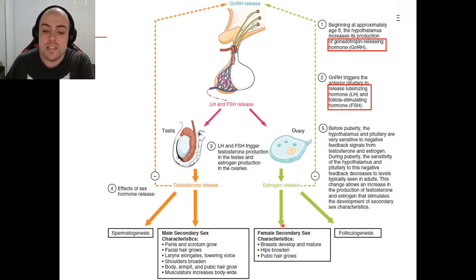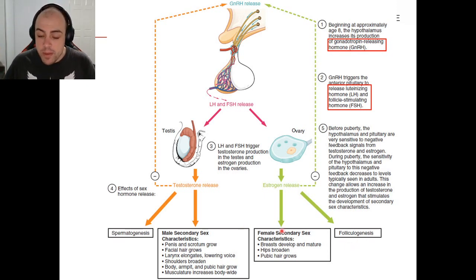Now, for females, we see a similar kind of development here, but what we see is folliculogenesis. Females don't produce oocytes, or eggs, after birth. That's the same amount that all females are going to have. But what we see is the maturation of these follicles, which we're going to talk about in a moment. This is the development and maturation of that ovum before it's released from the ovary.